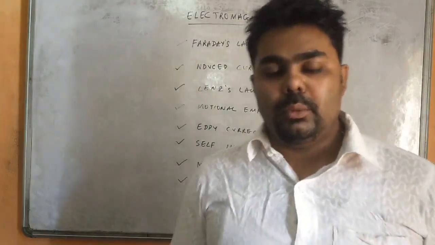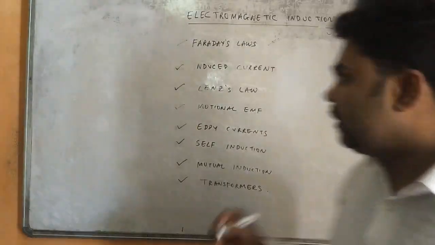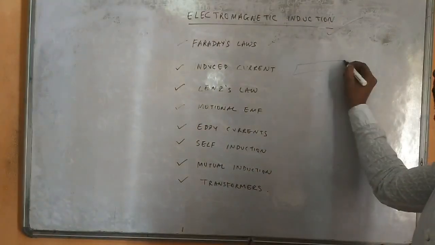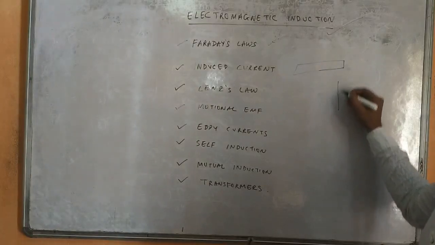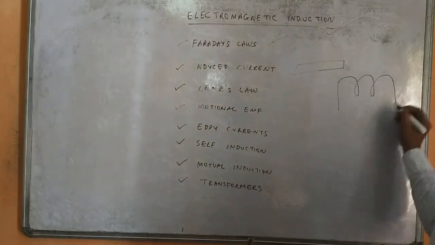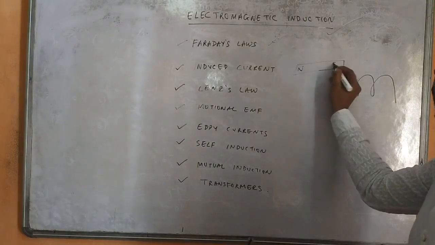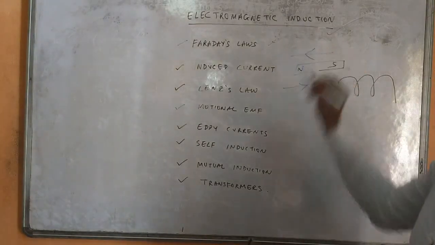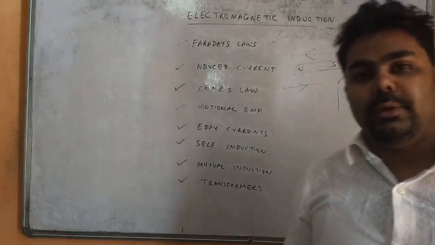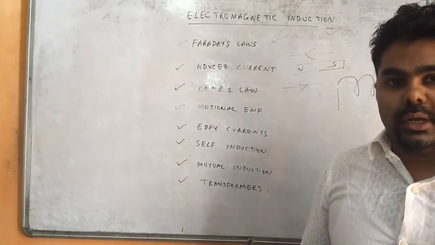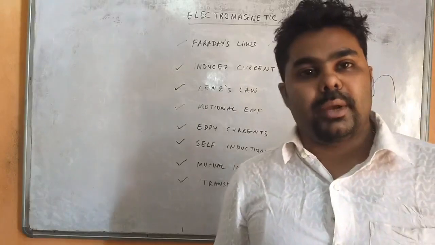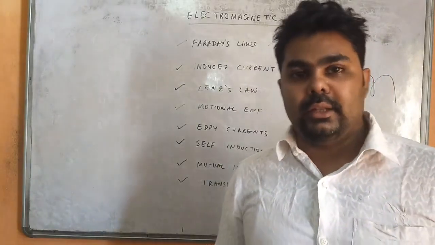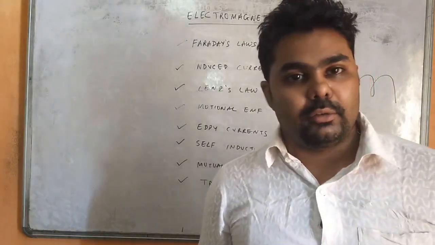Whenever a magnet is brought near a coil, say this is a coil and a magnet is brought near it, when you change the position of the magnet from left to right, a current will be induced in that coil. This is called electromagnetic induction, and it is given by Faraday's laws.